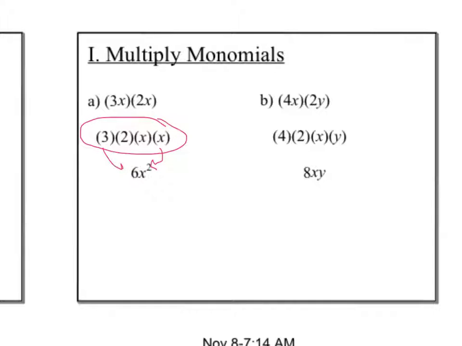For b, we have 4x times 2y. Again, rewrite it so coefficients are together and your variables are together. So 4 times 2 is 8. And x and y are different variables. They represent different numbers. You can't combine them, you can't simplify it, so it's just 8 multiplied by x multiplied by y.